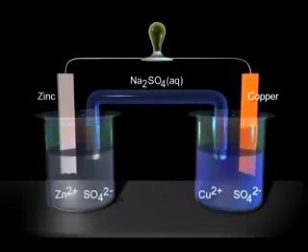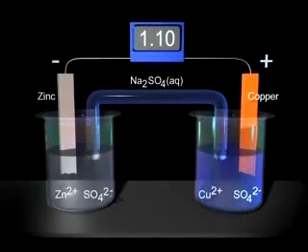To complete the electrical circuit, we add a tubular bridge filled with aqueous sodium sulfate solution with a porous plug on each end. We now have a complete circuit and current flows. When we replace the light bulb with a voltmeter, we find that the cell has a potential or voltage of 1.1 volts. The copper electrode is the positive electrode, and the zinc electrode is the negative electrode.